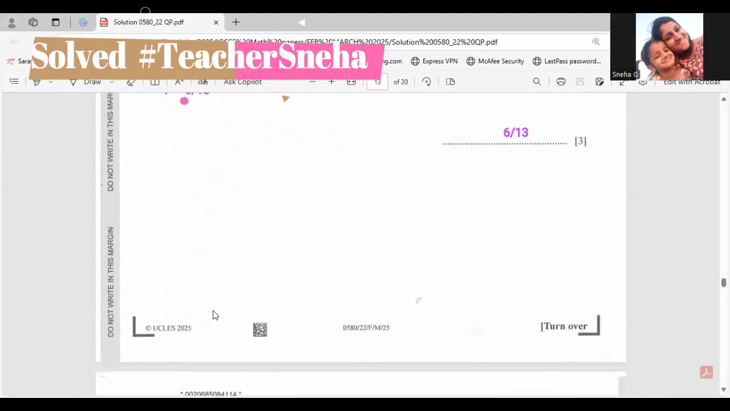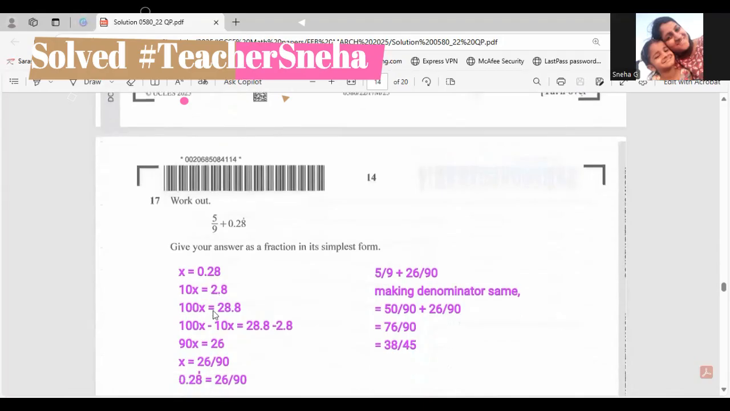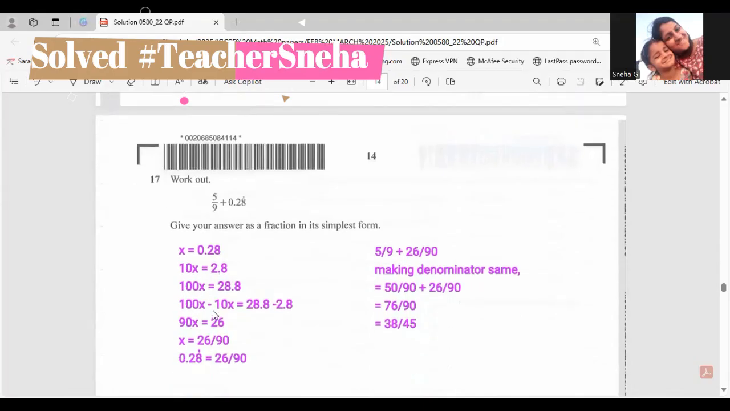Moving further, the next question, number 17. You have been given a recurring decimal 0.28 recurring and you have to add that to the fraction 5 upon 9. Firstly, we will have to convert this recurring decimal to a fraction. This is the method that I have used here.